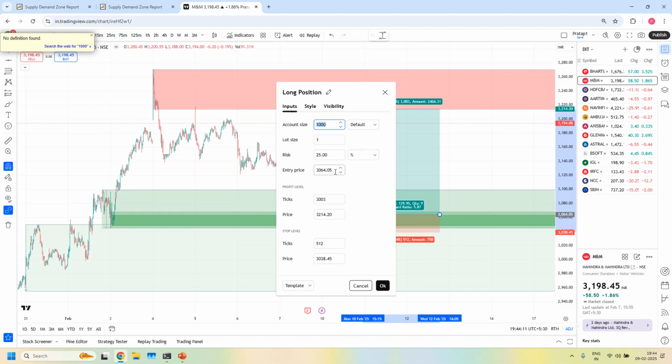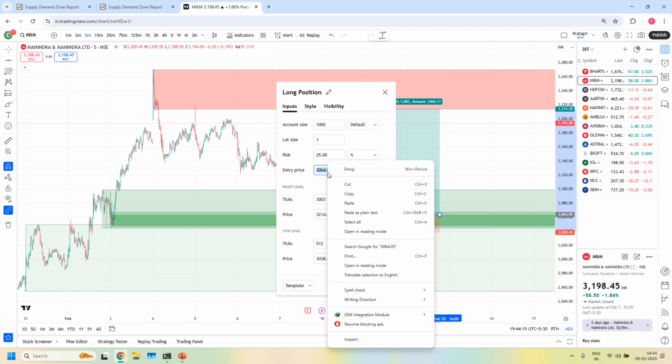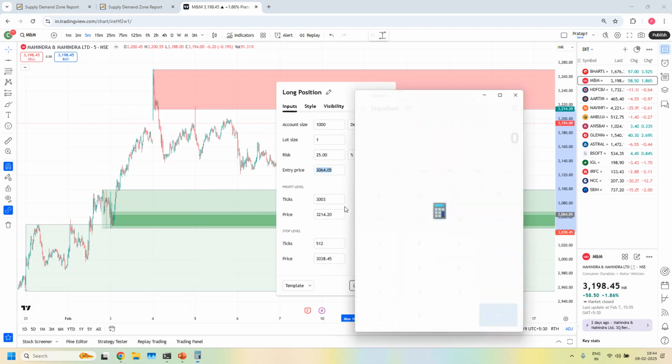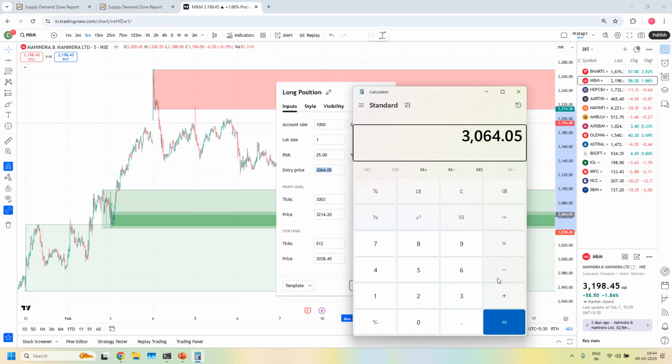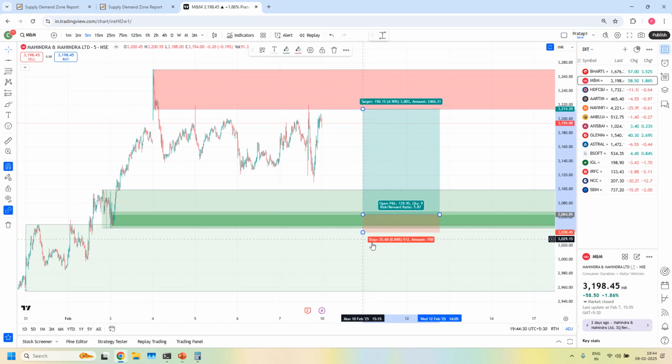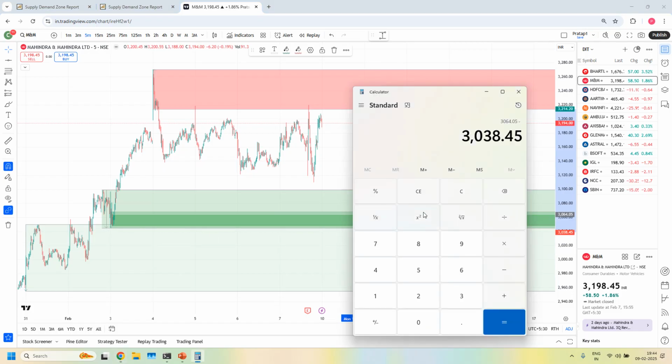You go to your entry price. What is your entry and what is your stop loss? Deduct the value: entry minus stop loss. Minus, what is your stop level? This is with the stop buffer. I added some stop buffer. Approximately, I am saying, these are rough calculations. So you have 25 rupees, 25.6. This is the money you might be losing, let us assume.